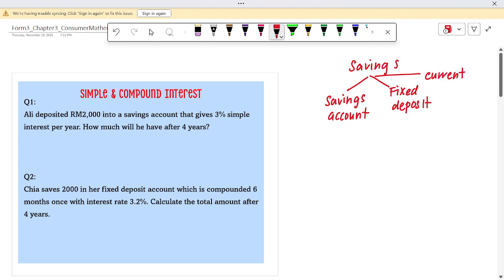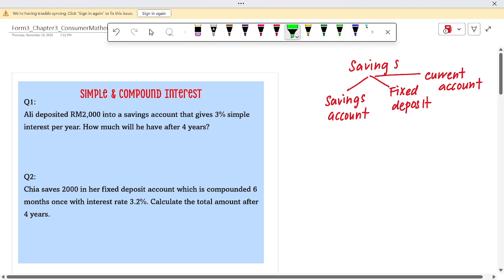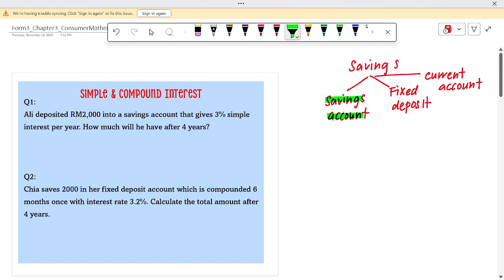Okay, as you all know, fixed deposit and savings accounts will give you interest, whereas there's no interest given for a current account, as a current account is open for business or company purposes. So for savings accounts and fixed deposit accounts, our return is in the form of simple and compound interest. There are two types of interest, simple and compound interest, when you're saving your money in a bank.